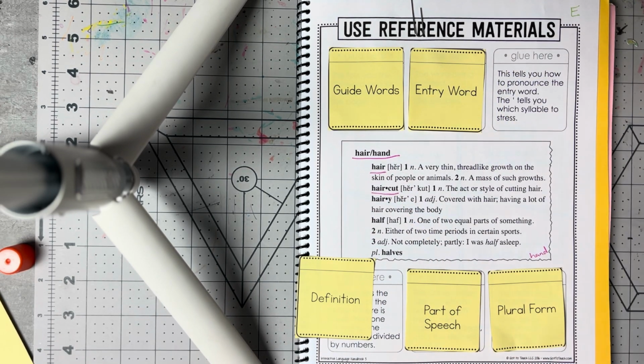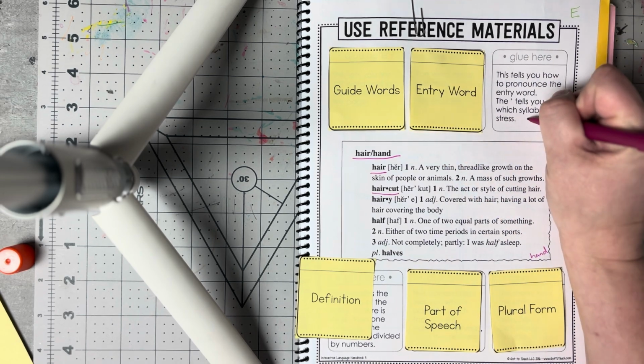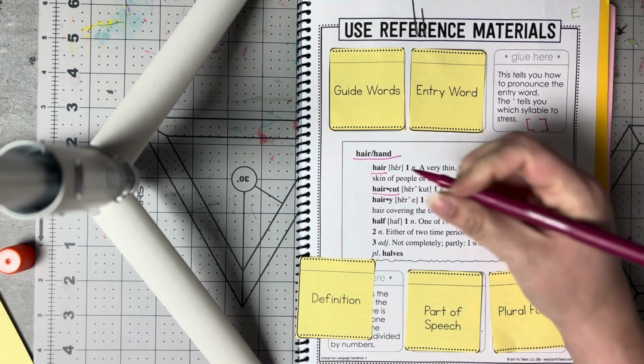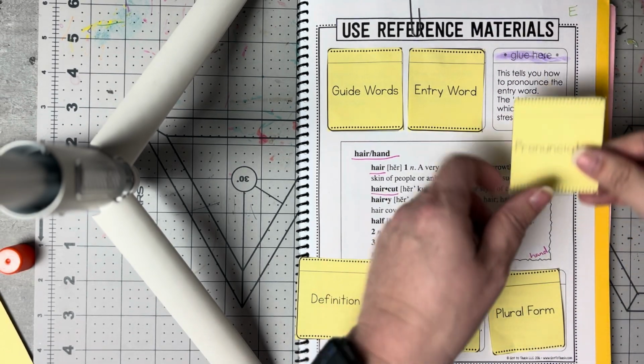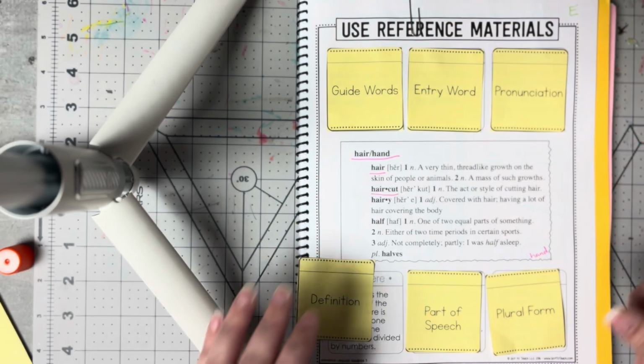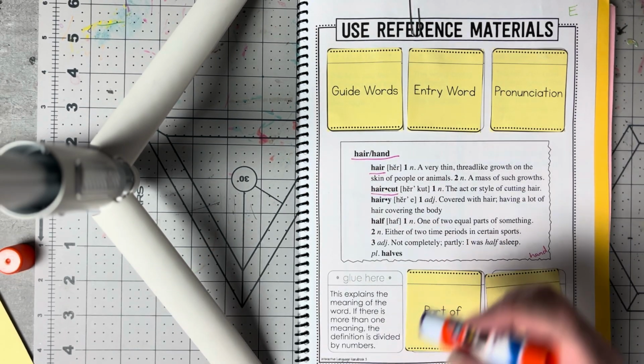Then in the parentheses, you see how to pronounce it. So it shows you whether it's a short or a long vowel sound. Okay. And that is called the pronunciation. So how to say it. Then you've got the definition.